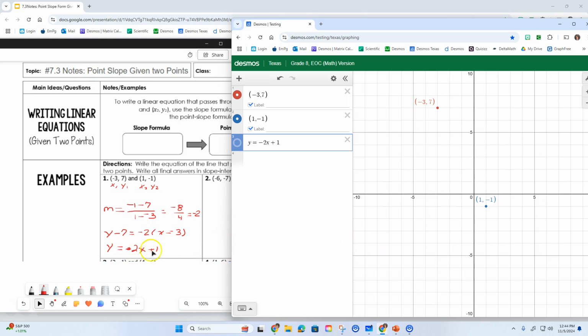If this line, when I turn it on, if that line goes through those 2 points, you are correct. That line passes through both of those points. So that means this is the slope-intercept form of the equation that passes through those 2 points. So you have done your work correctly.